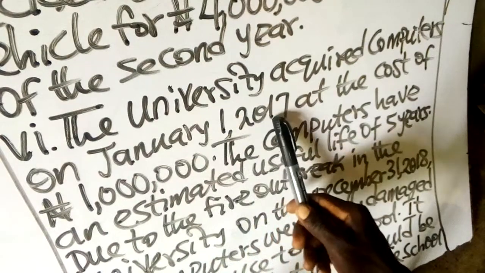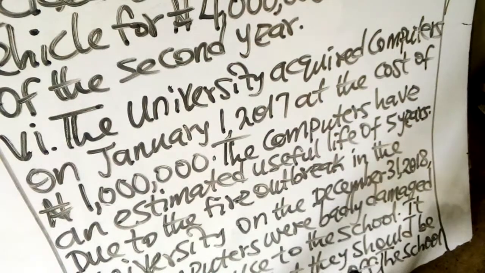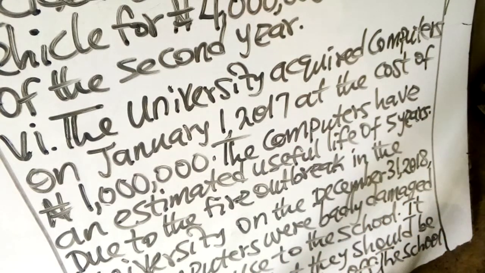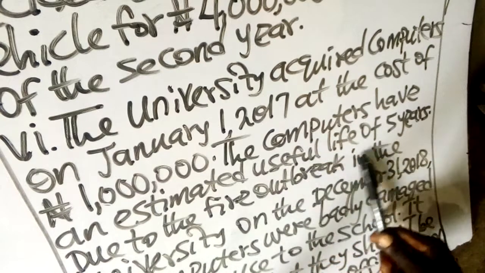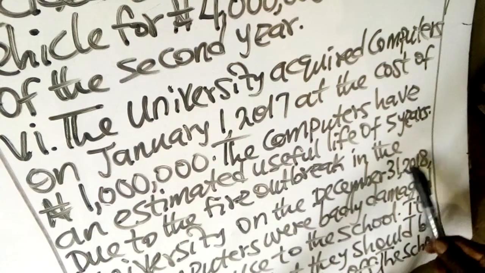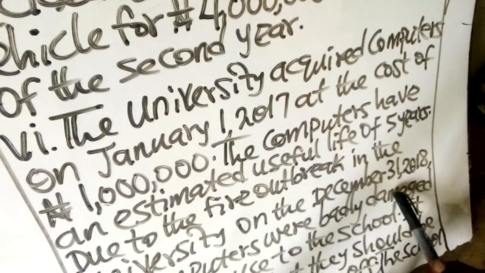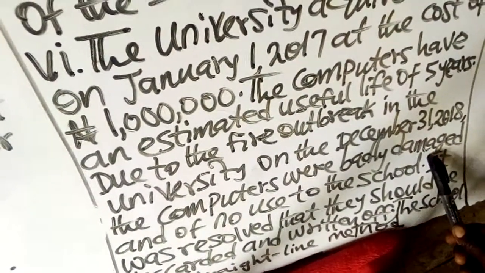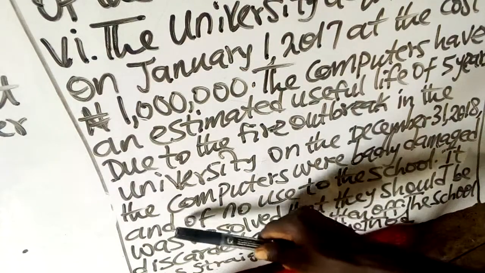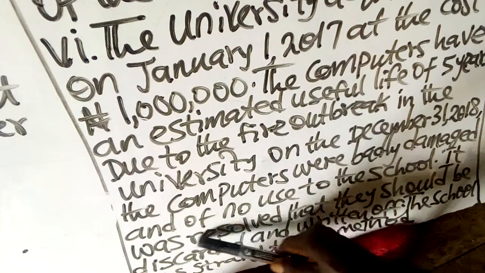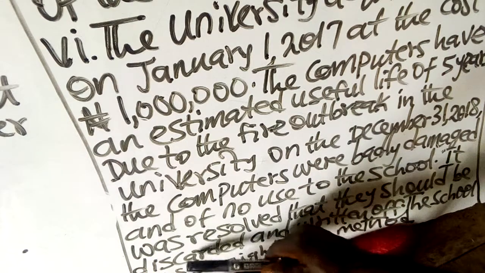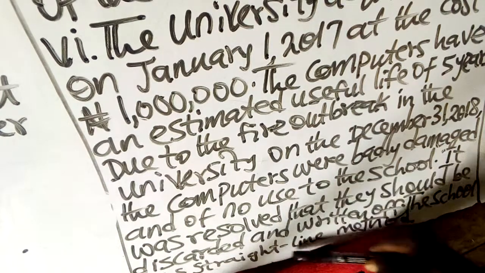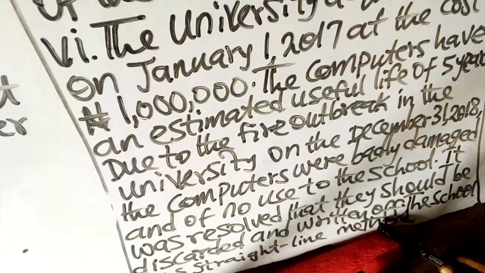on January 1st, 2017 at the cost of 1 million naira. The computers have an estimated useful life of 5 years. Due to the fire outbreak in the university on December 31st, 2018, the computers were badly damaged and of no use to the school. It was resolved that they should be discarded and written off. The school uses the straight line method in depreciating its PPE.